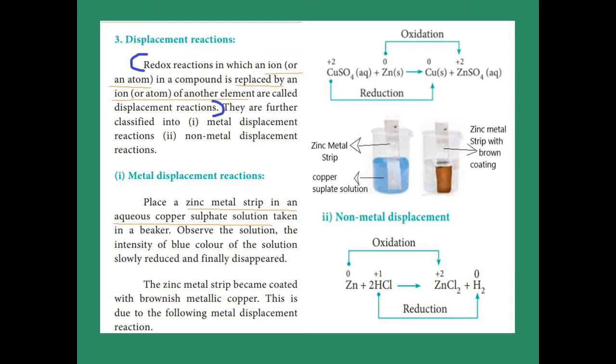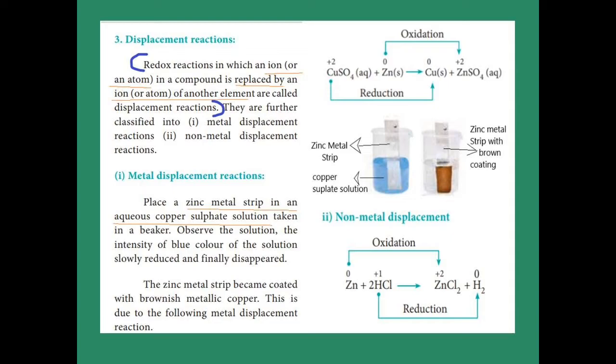First, in the metal displacement reaction, see the diagram more closely. First of all, in a beaker we are going to take copper sulfate solution. In that copper sulfate solution we are going to place a zinc metal strip. After some time we see that the blue color of the solution slowly disappears, and the metal strip gets a brown color on its surface. This brown color indicates that the copper is displaced from the copper sulfate solution by the zinc metal, and the copper is coated on the zinc metal.